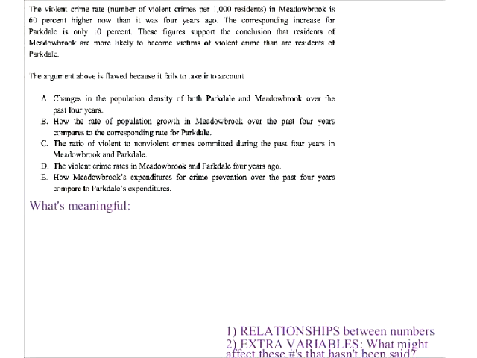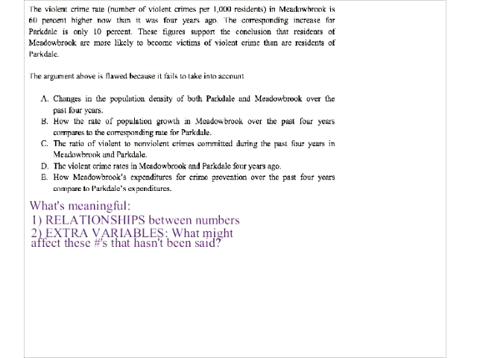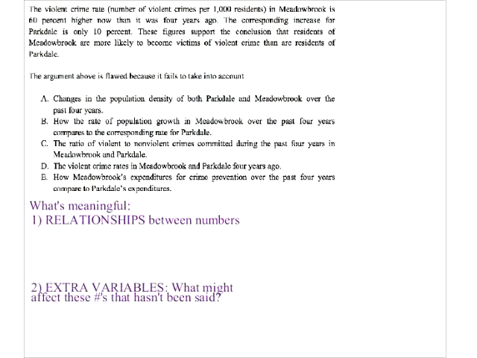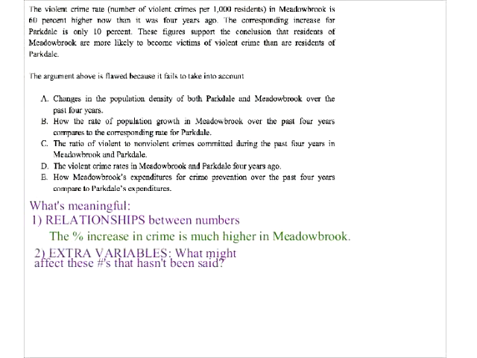Well, what are the relationships? In this case, the relationship is sort of simple. Namely, the percent increase in violent crime is a lot higher in Meadowbrook. So, percent increase in crime is much higher in Meadowbrook. That's all you're supposed to get out of those numbers. But what extra variables are at work here? So let's take a look at the sample of answers that you guys gave.